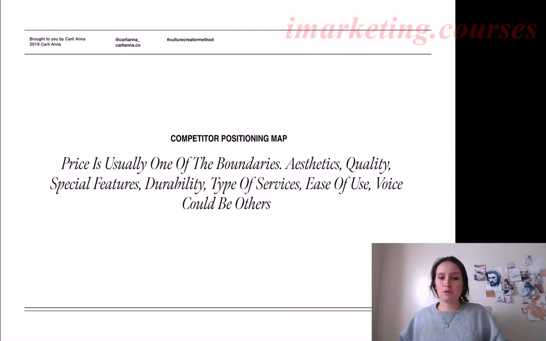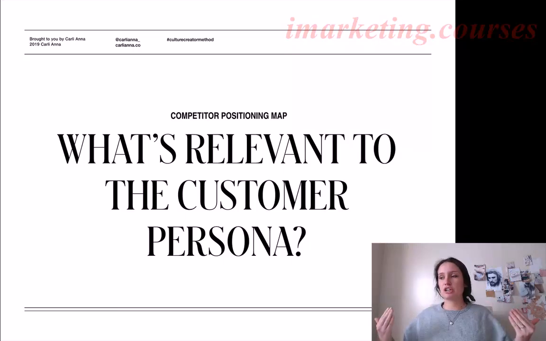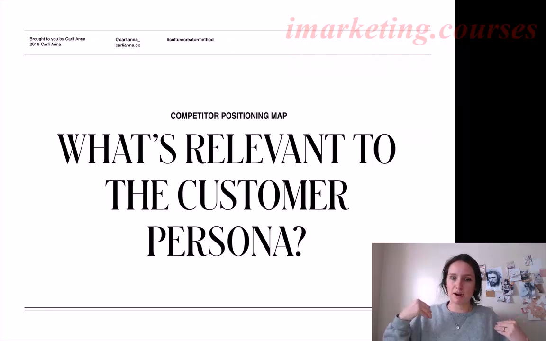Another thing that you could do is aesthetics, quality, special features, durability, types of services, ease of use, voice. Those could be some others. What you really want to look for in the other section, because again, price is something you almost always want to do, but in the other section, you got to ask yourself, okay, what's really relevant to the customer persona here? When they're going to be making a decision, what are they going to be looking for? Are they going to be looking for voice? Are they going to be looking for durability? What's a deciding factor? And what's something that really matters to my brand and the client?